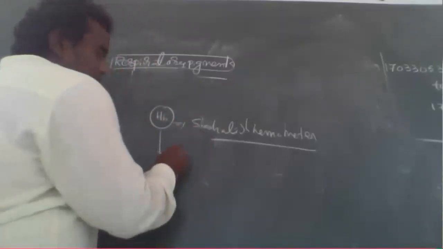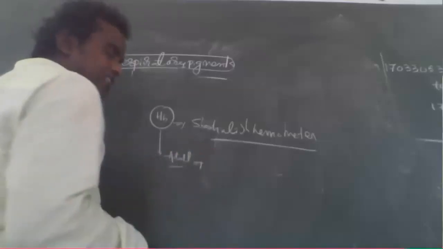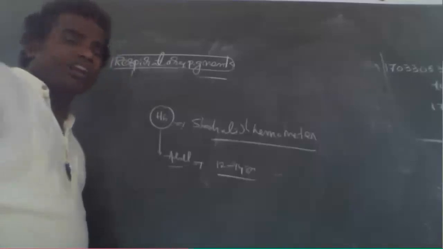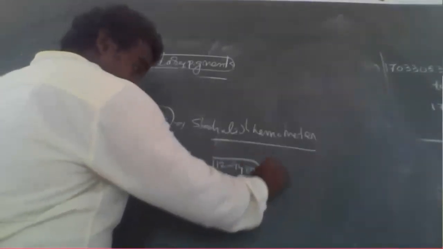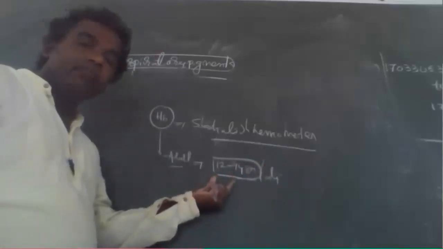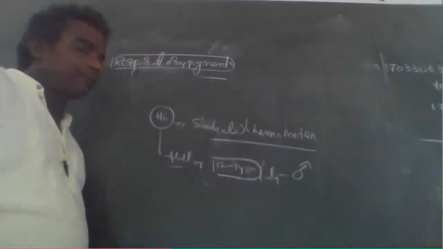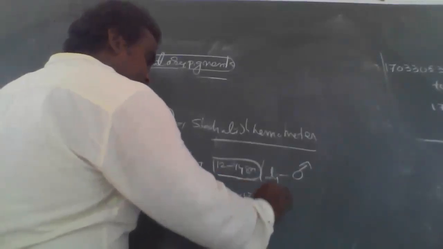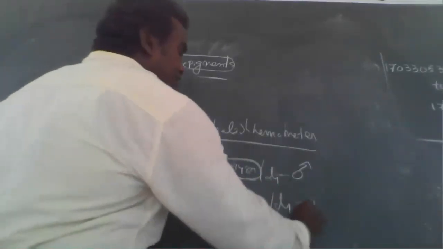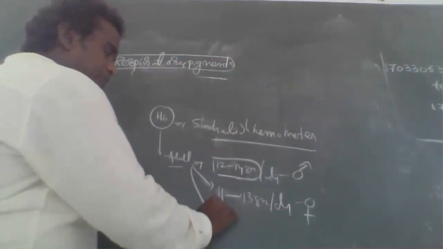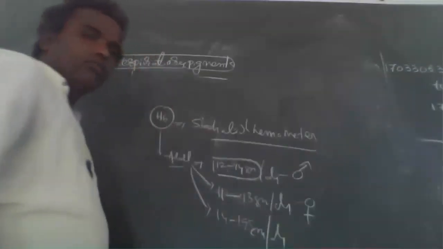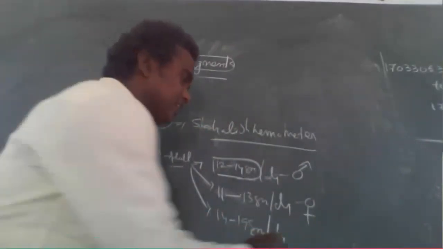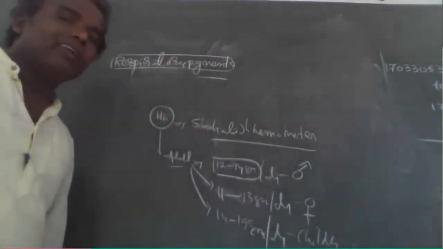For example, in adults, what are the normal values? 12 to 14 grams per dl of hemoglobin is the normal value in males. And in females, 11 to 13 grams per dl is the normal value. In children, what happened now? 14 to 19 grams per dl. That is the normal value of hemoglobin in children.